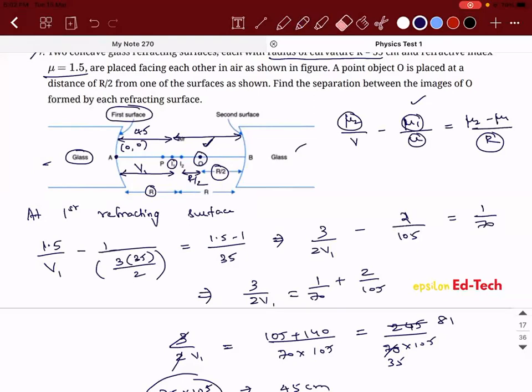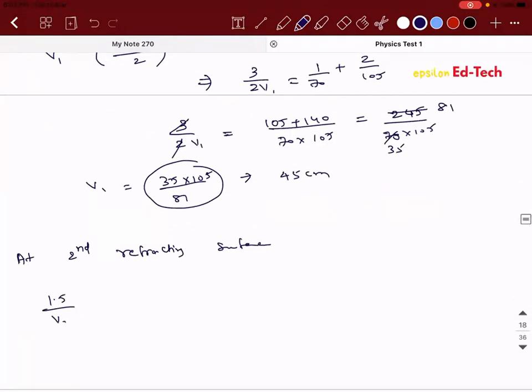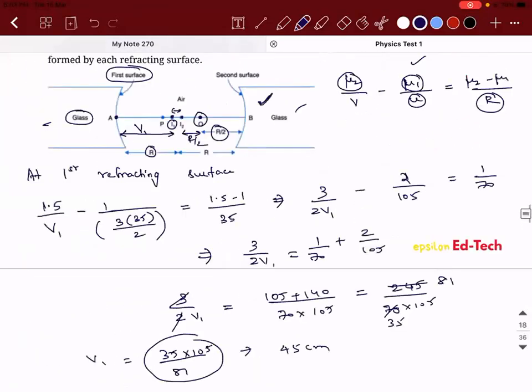Actually, one minute. I was thinking that the image formed, I1, is going to act as the object. No, that's what a point object was placed at a distance. Find the separation between the two. This refracting surface will form an image at I2, the second one, and the first one will form an image at I1. You need to find this distance of separation. So at the second refracting surface, if you apply the same logic, then 1.5 divided by V2 minus 1 divided by V1 is how much, guys? Sorry, U1. R by 2.